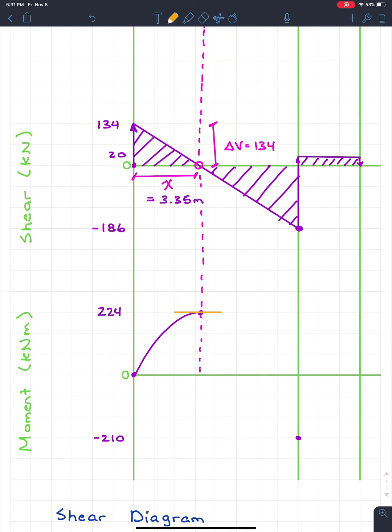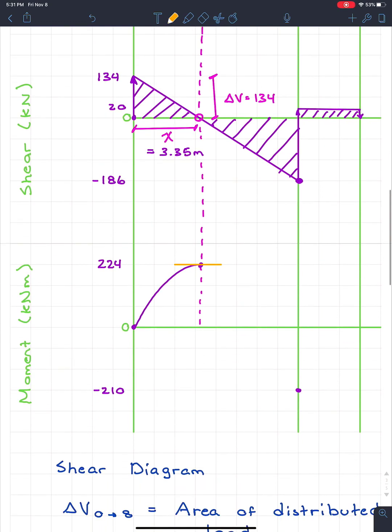If I look at the slope at x equals 8, I have to look at my shear at that point. So my shear at x equals 8 is negative 186. So I know at this point I'm going to have a negative slope. So therefore my moment diagram, that looked terrible. Let's see how long it takes me to draw a nice one. All right, so that wasn't too bad. So our moment diagram is going to look something like this between those 2 points.